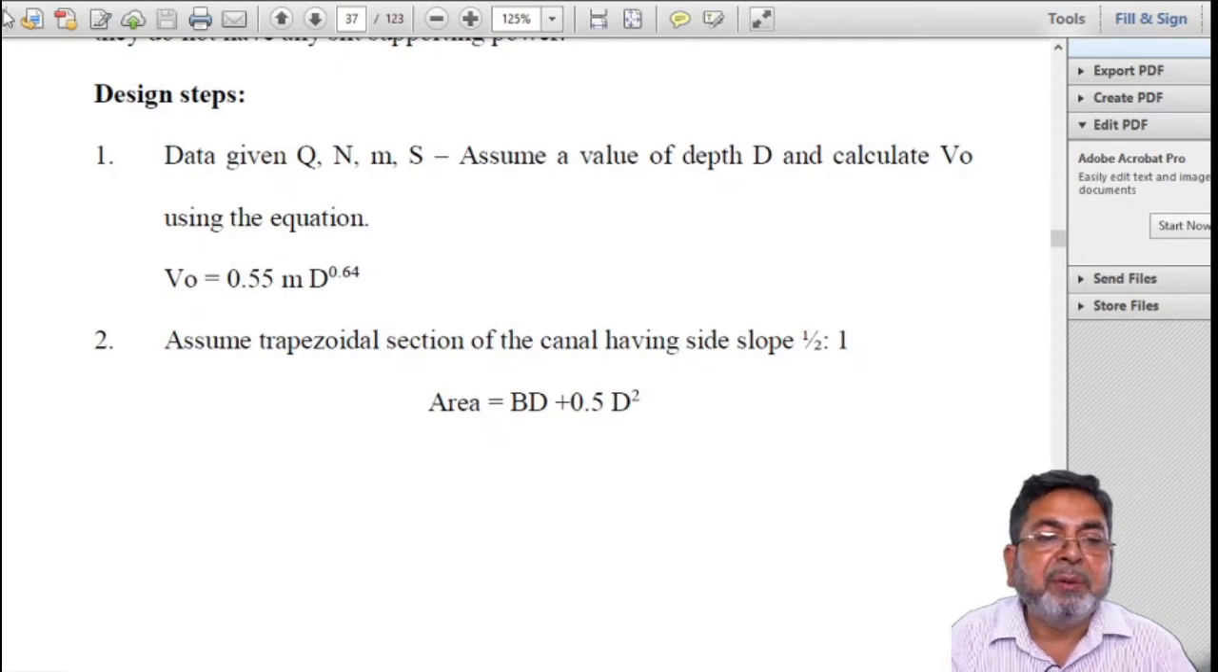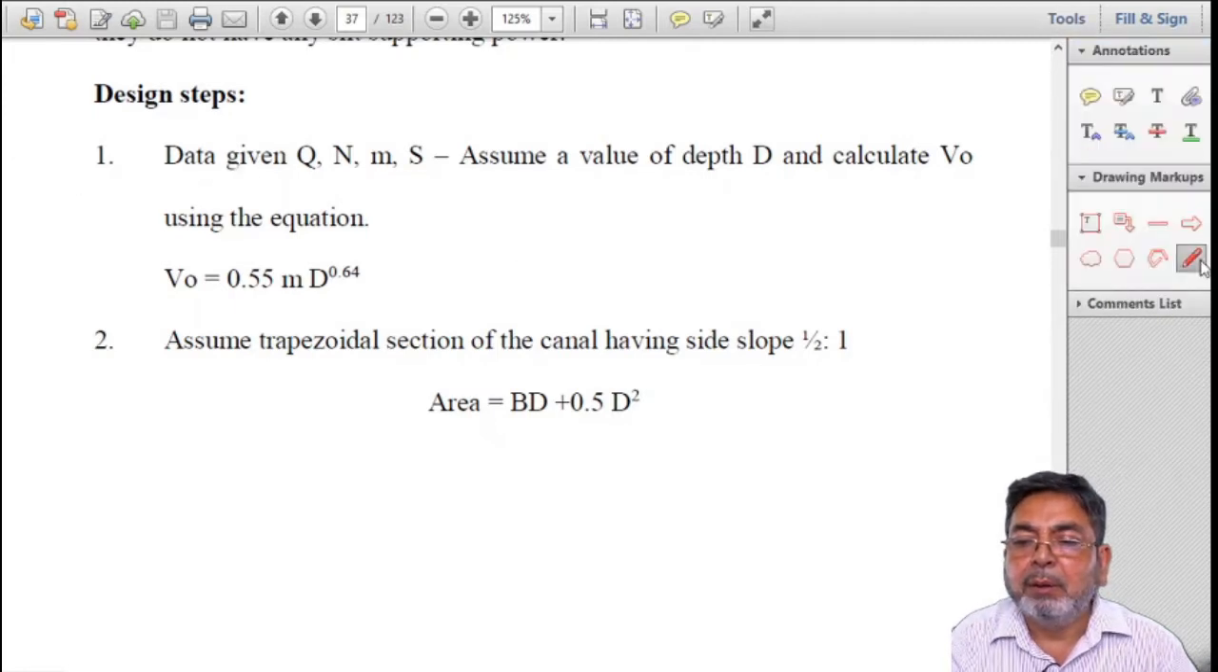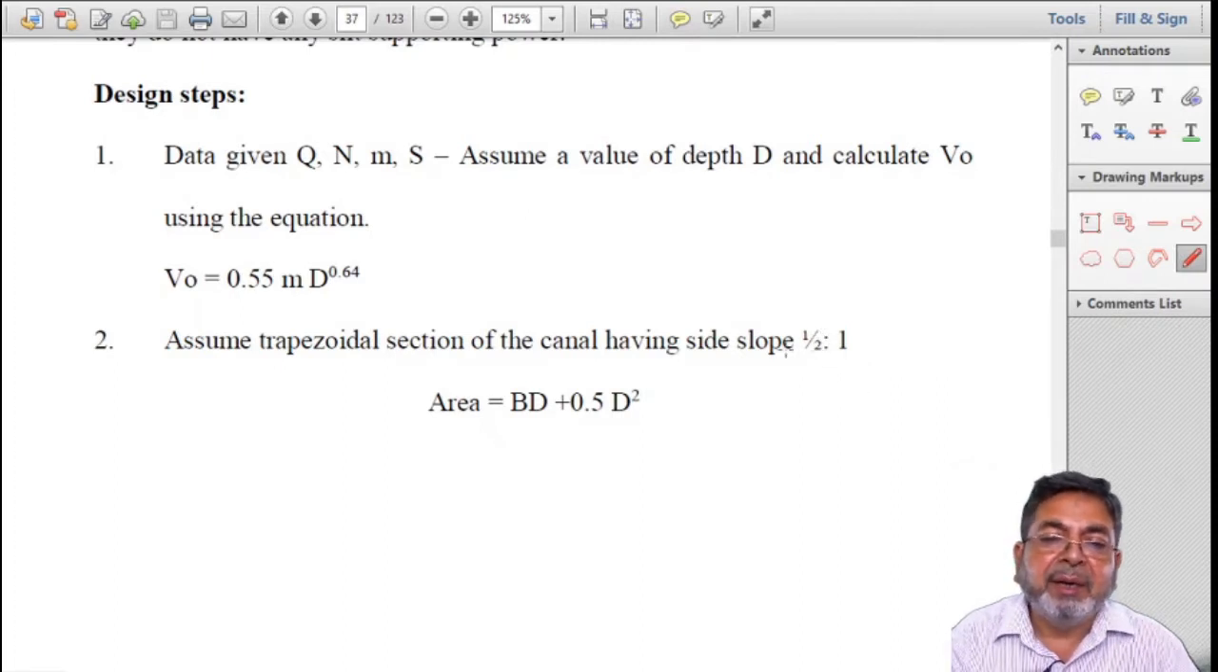The value of the slope is usually given. The value of the longitudinal slope is usually given in the problem, and the value of depth d you will assume, and you will find out the value of v naught, that is the critical velocity, by this equation.